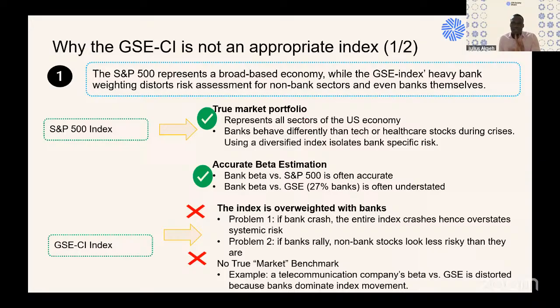So these are the arguments presented in favor of the S&P, and why I think the GSE index should be placed somewhere when we're talking about beta estimation and also the calculation of expected returns on a market.